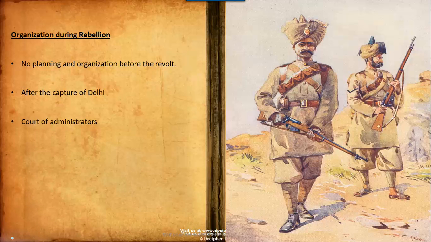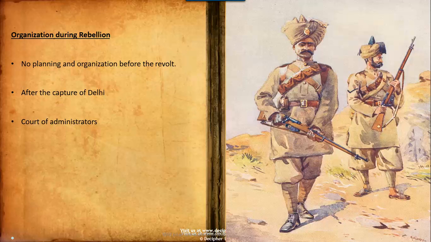In Delhi, they established a court of administrators. And what was this court responsible for? This court was responsible for almost all the matters of state. The court consisted of 10 members, 6 from the army and 4 from the civilian departments. All the decisions taken by this court were taken by majority vote, anything more than 50% being a majority.